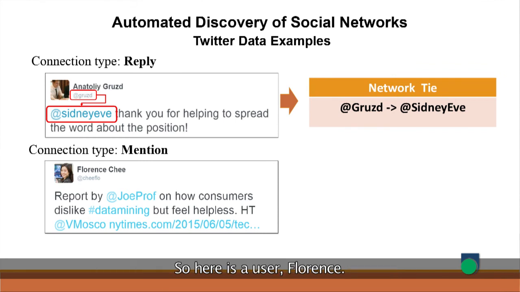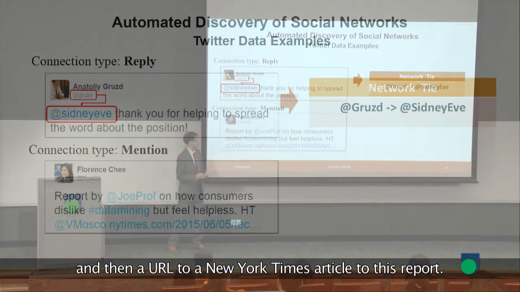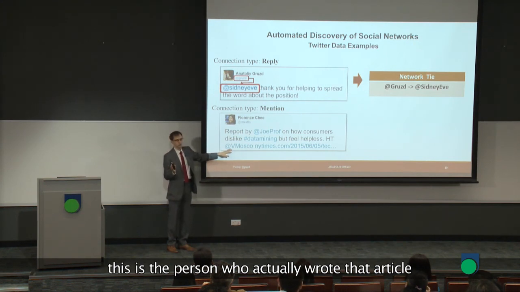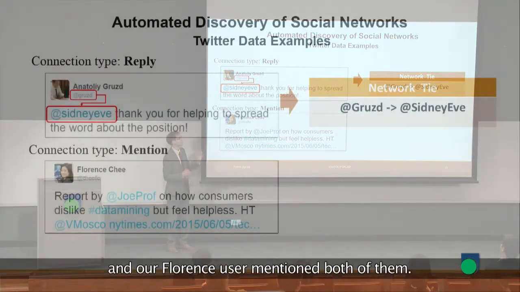So here's a user, Florence. She posted a message saying, report by @JoeProf. So that's another user who published some report on how consumers dislike #DataMoney. This message also mentioned another user @VMoscow, and then a URL to a New York Times article about this report. So what happened is the report by one user, this is the person who actually wrote that article in the New York Times, and our Florence user mentioned both of them.